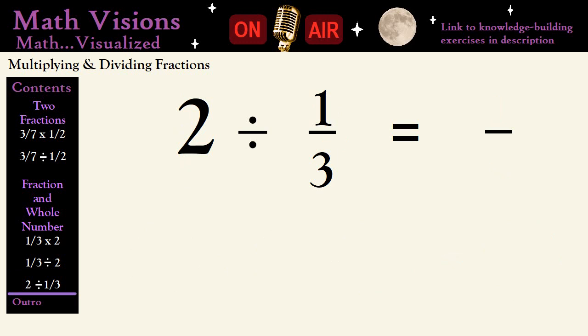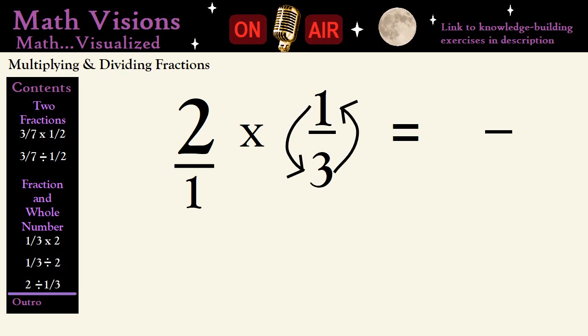Finally, we'll divide 2 by 1/3. How will we solve this one? If you said, write a fraction line and the number 1 underneath our whole number, then invert the second number and change the division symbol to multiplication, that's right.